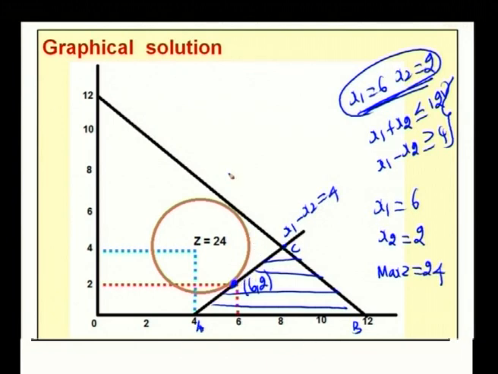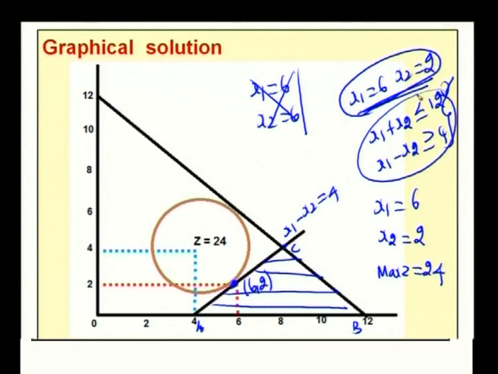Now, as far as this problem is concerned, we have two sets of solution. The first set of solution is x1 equal to 6 and x2 equal to 6, but this solution does not satisfy the given constraints. Therefore, we have to omit this solution. The second set of solution is x1 equal to 6, x2 equal to 2. This solution satisfies both the constraints. Moreover, this solution lies in the feasible region. Therefore, the optimal solution to the given problem is x1 equal to 6, x2 equal to 2 and maximum z equal to 24.